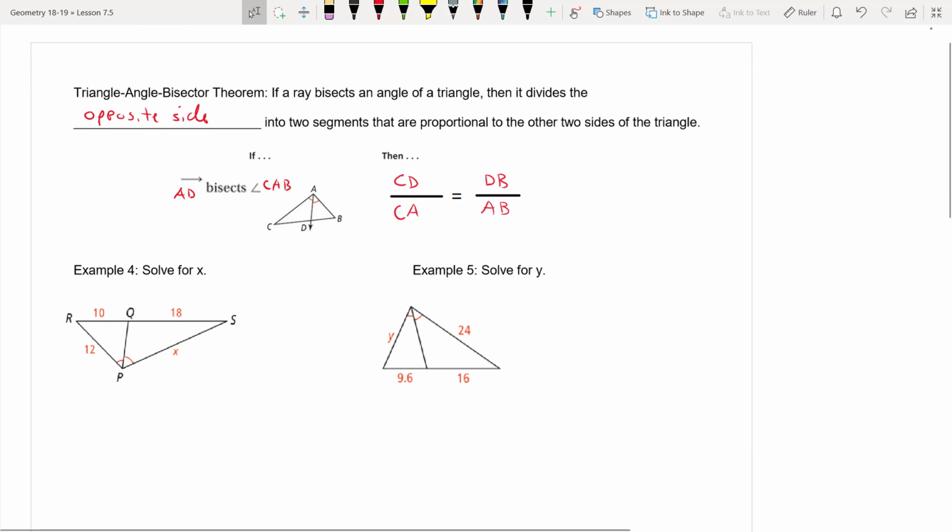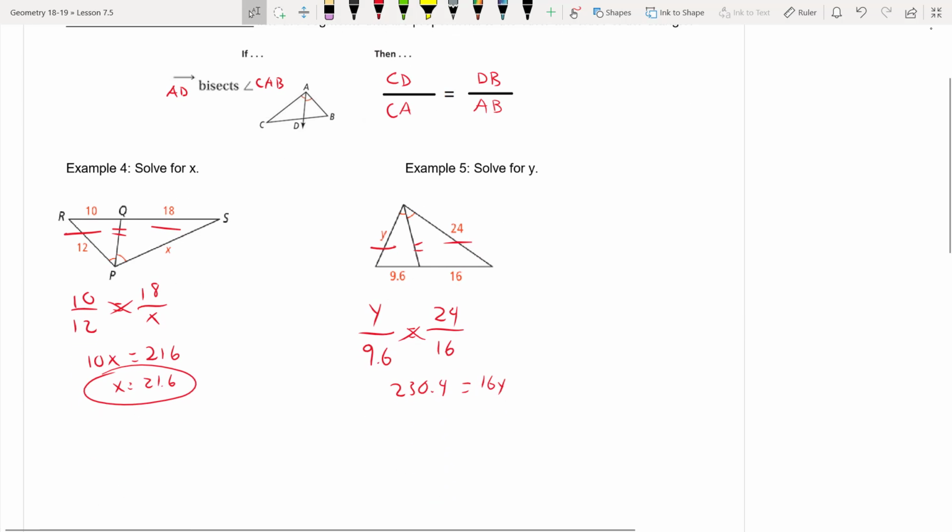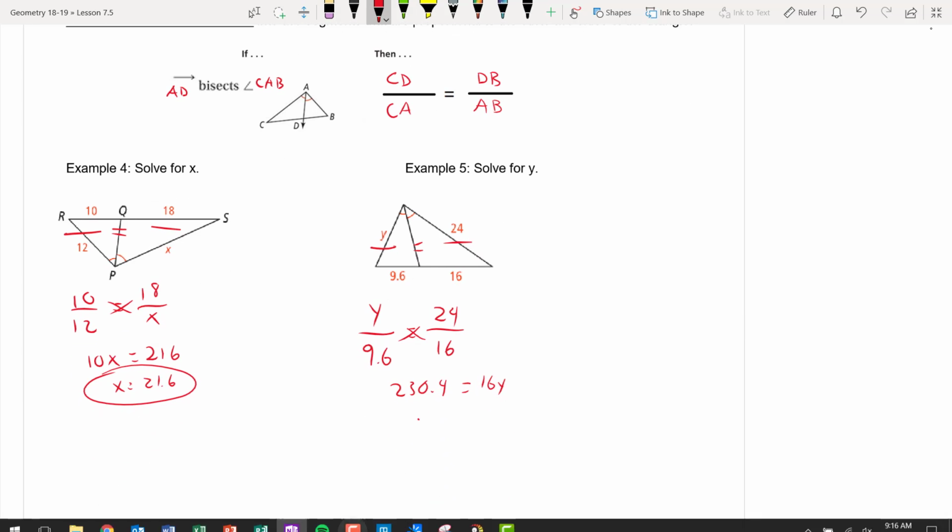And once again, looking at our two pictures here, you just draw in your proportion bars and your equal sign. You have 10 over 12 equals 18 over x. And over here, you've got y over 9.6 equals 24 over 16. Just solving those out, you end up very quickly finding the answers. 10x equals 216, so x equals 21.6. And then cross multiplying here, 9.6 times 24 gives me 230.4 equals 16y. When I divide that by 16, I end up with y equaling 14.4.